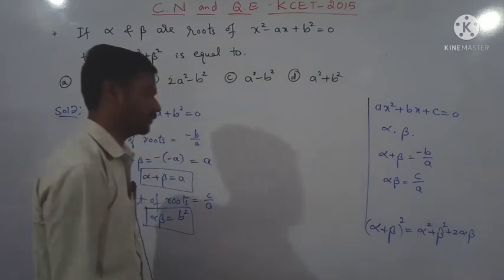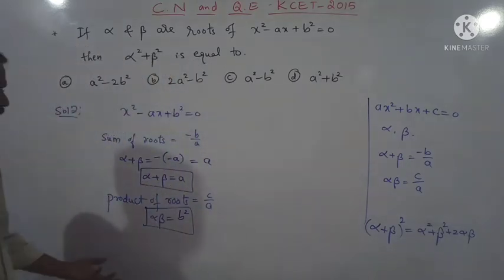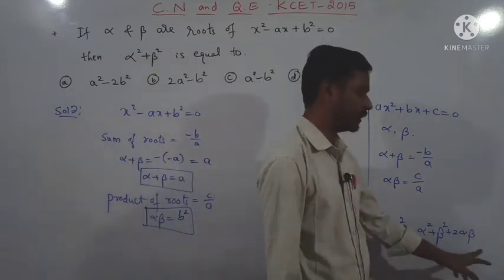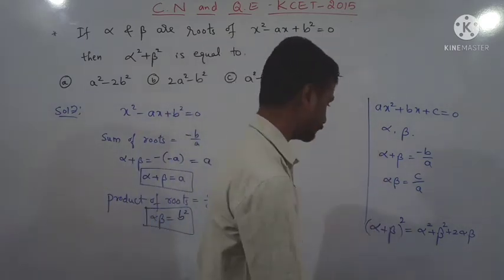If alpha and beta are any two real numbers, we know that alpha plus beta whole square equals alpha square plus beta square plus 2 alpha beta.